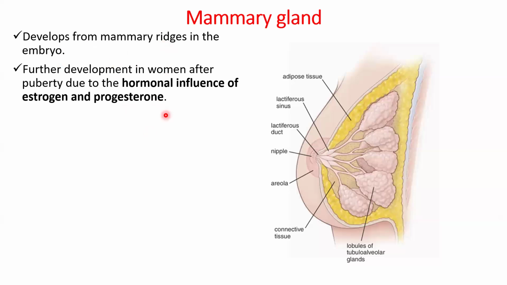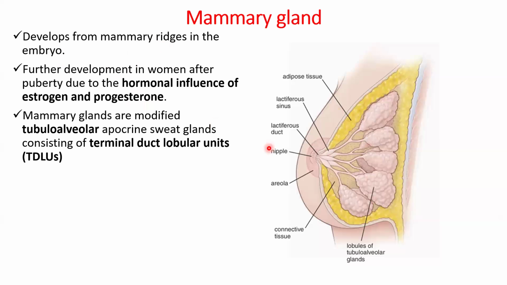So what happens during puberty is that, due to hormonal influence, the breast will further develop, and it will develop the tubuloalveolar glands, the parenchymal aspect of the mammary gland. So the mammary glands, remember, are modified tubuloalveolar glands. Remember how, when talking about the development of the mammary gland, we describe it as a modified sweat gland, a modified apocrine sweat gland. So this mammary gland is tubuloalveolar.